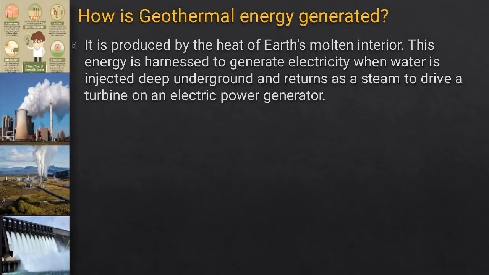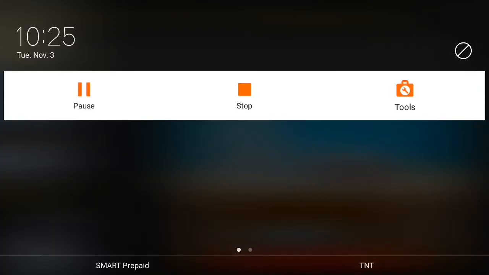How is geothermal energy generated? It is produced by the heat of Earth's molten interior. This energy is harnessed to generate electricity when water is injected deep underground and returns as steam to drive a turbine on an electric power generator.